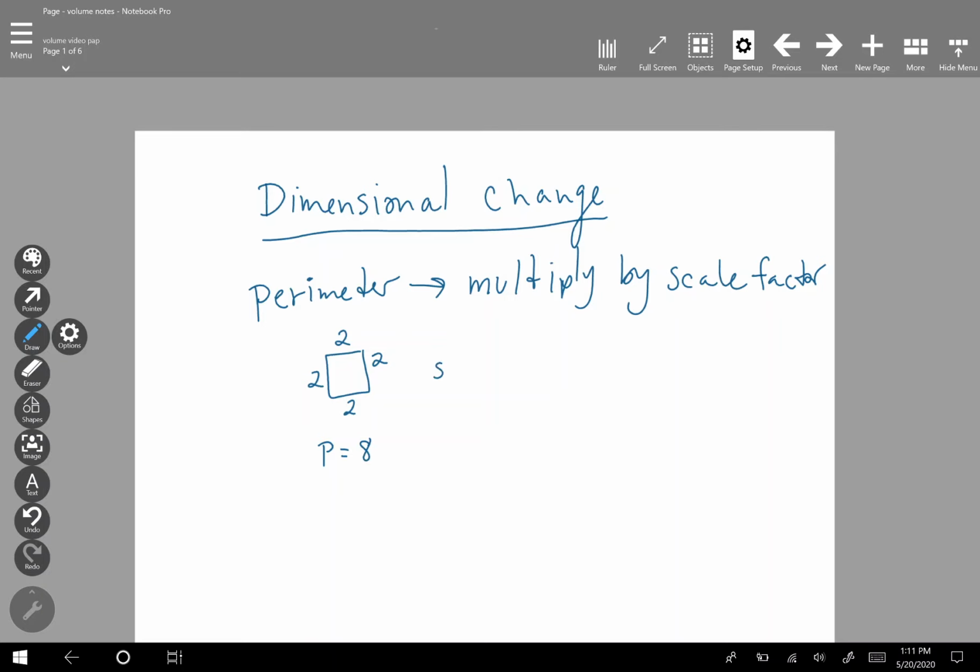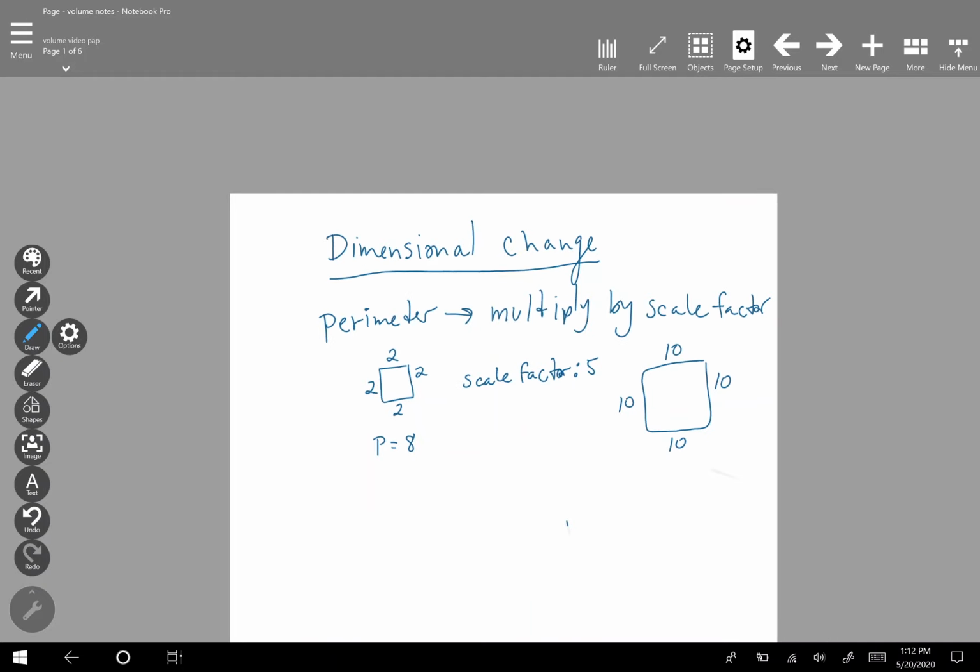Now let's say the scale factor is going to be 5. Okay, so the dimensions of each side of the square are going to change by 5 times. Originally each side was 2, and each side is going to get multiplied by 5. So what's 2 times 5? 10. So now each one's going to be 10.